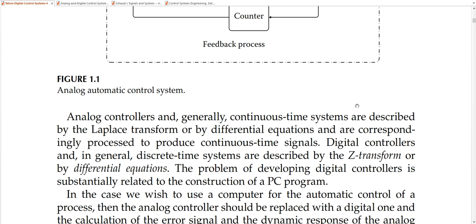Other controls are generally, let's read this one. Here we have digital controllers, and in general discrete time systems are described by the Z transform or by differential equations. The problem of developing digital controllers is strictly related to the construction of a PC program.